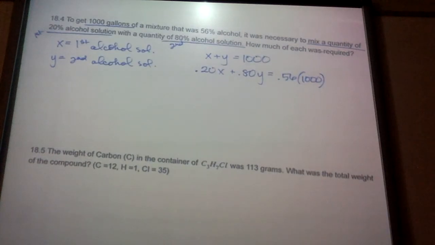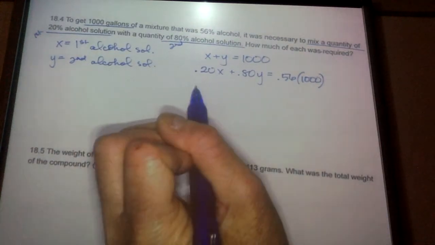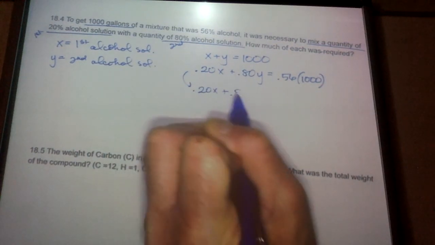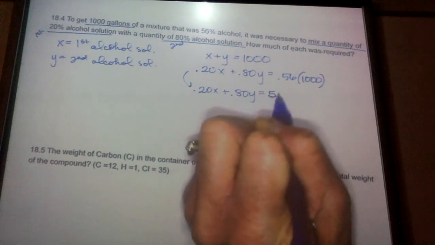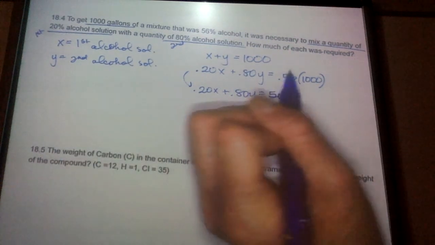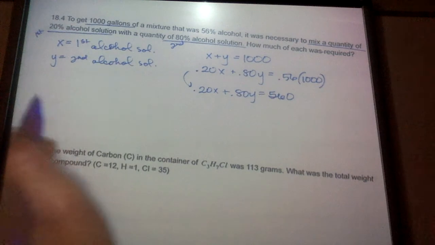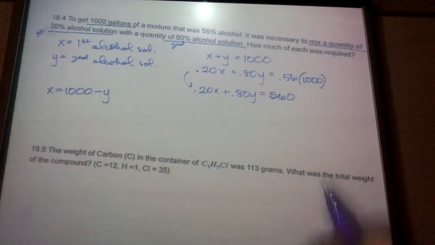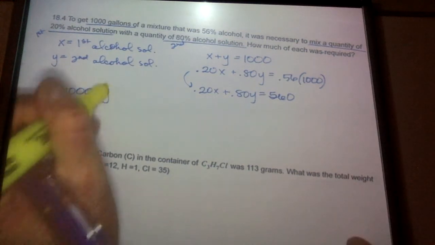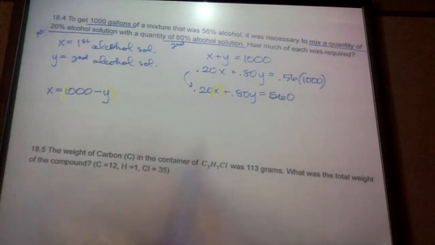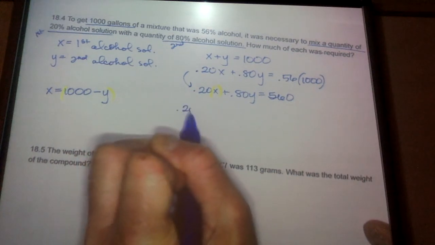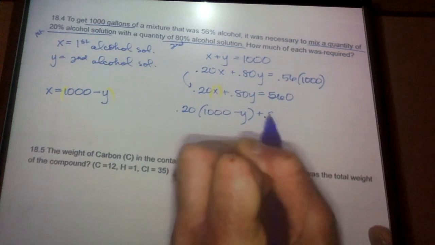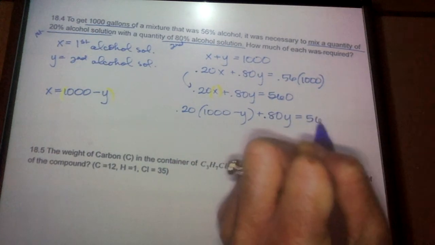So I'm going to simplify this equation here. This is 0.20x plus 0.80y equals 560. And then I'm going to use some substitution. So x equals 1,000 minus y, and that is probably the fastest. I'm going to plug that in here. So 0.20 times 1,000 minus y plus 0.80y equals 560.